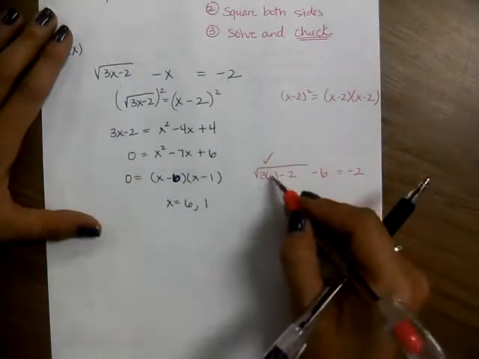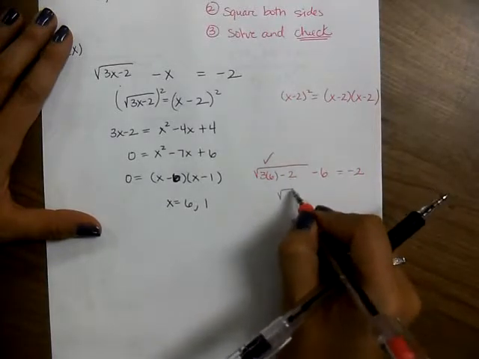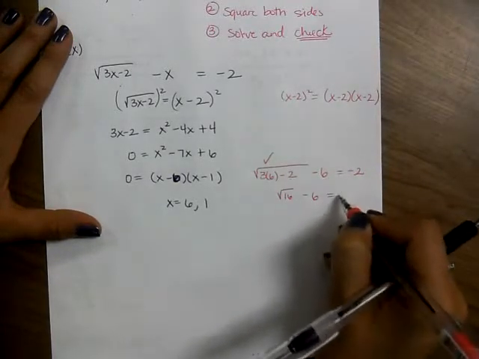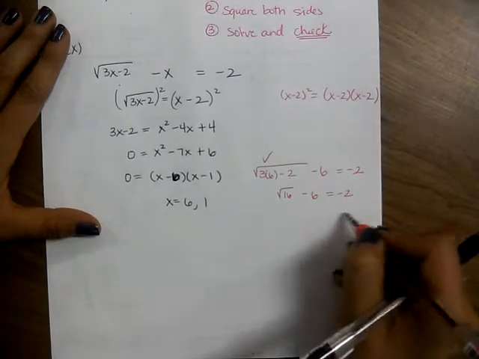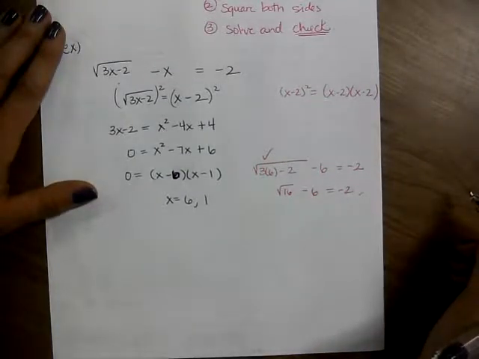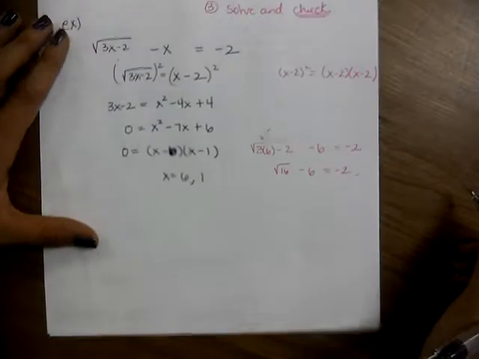Okay, so this is, let's see, 18 minus 2, that gives us the square root of 16 minus 6, which is 4 minus 6, which is negative 2. This is a good solution. So 6 works. Now we have to check 1.